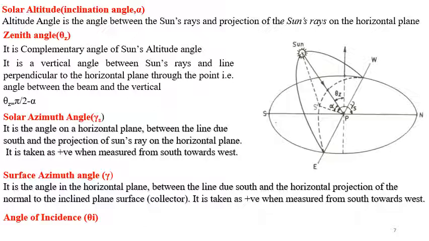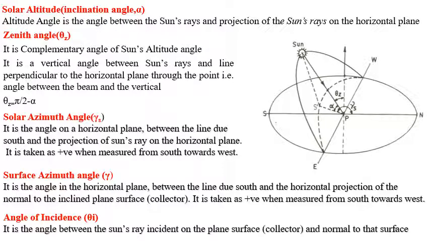Then the angle of incidence theta i is the angle between the sun rays incident on the plane surface and the normal to that surface. Then the slope or tilt angle beta.